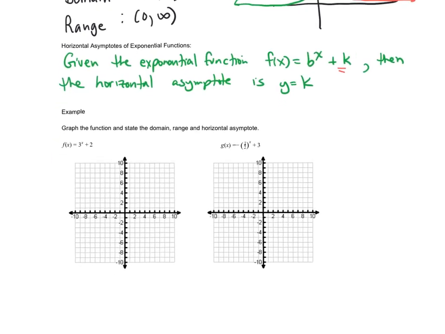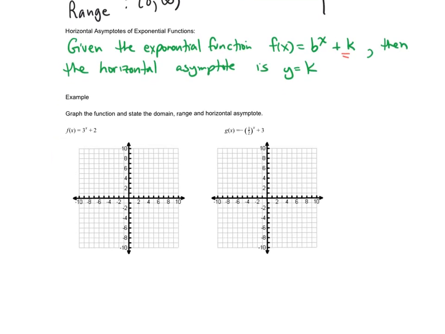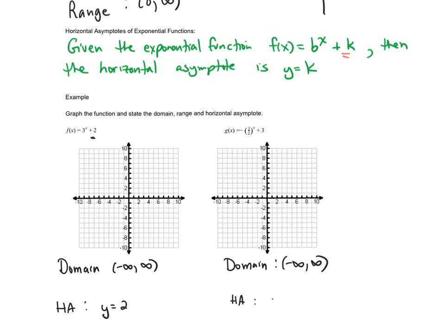So if we look at a couple examples, this first one says state the domain, range, and horizontal asymptote. Well, two of those are really simple. The domain is always going to be negative infinity to infinity. So for both of these, I can go ahead and write this. If it's something to an x power, there is no number you can't plug in. Now, the horizontal asymptote, remember we said, is whatever number is added or subtracted at the end. So in this case, it's y equals 2. In this case, the horizontal asymptote is y equals 3. Now, the range is what's going to be a little different in these cases.